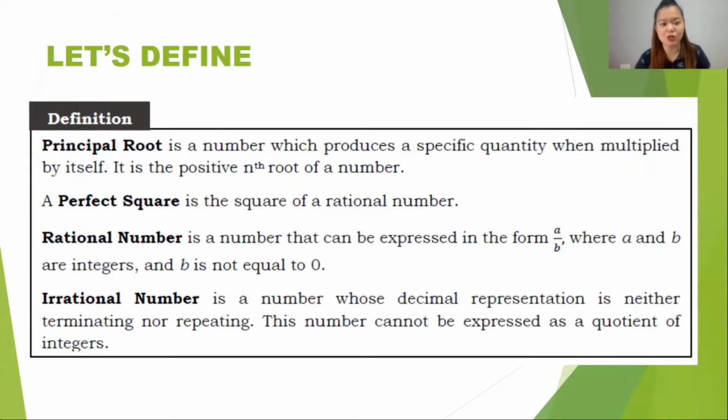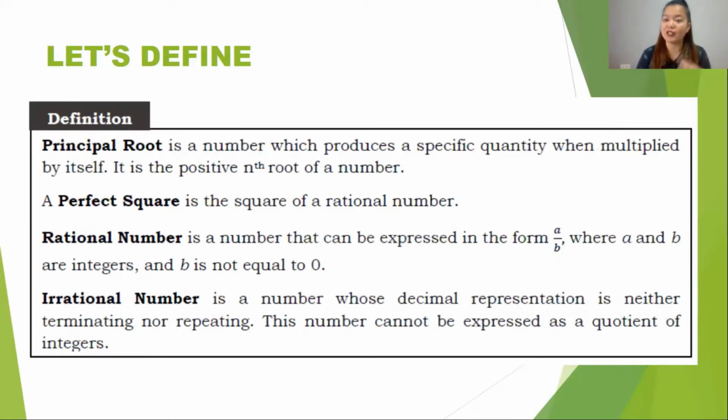Next is the perfect square. When we say perfect square, it is the number or the square of a rational number. Now, rational number is a number that can be expressed in the form of a over b, where a and b are integers and b is not equal to 0. Also, irrational number is a number whose decimal representation is neither terminating nor repeating. This number cannot be expressed as a quotient of integers.